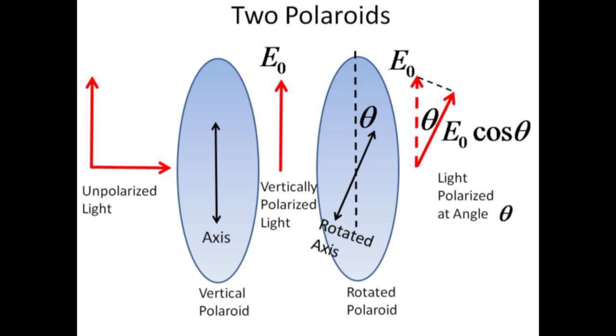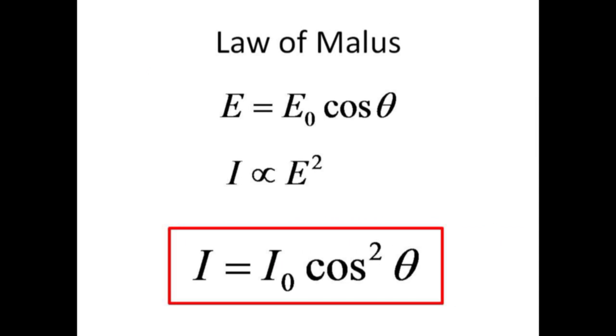When this vertically polarized light with amplitude E0 passes through a second Polaroid with transmission axis tilted by theta degrees with respect to the first Polaroid, only the component of the electric field along this new axis direction is transmitted. The amplitude of the electric field is thus reduced to E0 cosine theta. Since the intensity of the radiation depends on the square of the electric field amplitude, the intensity is reduced by a factor of cosine theta squared. This rule is called the law of Malus.